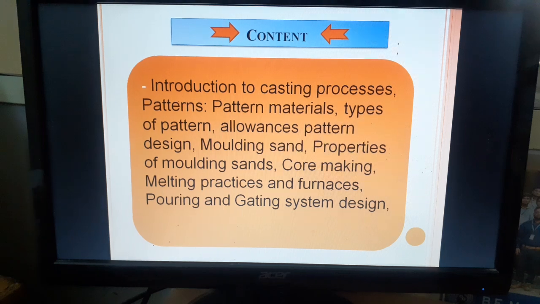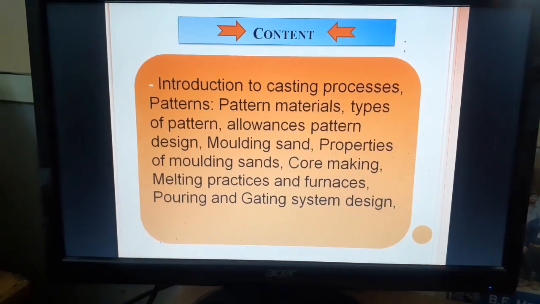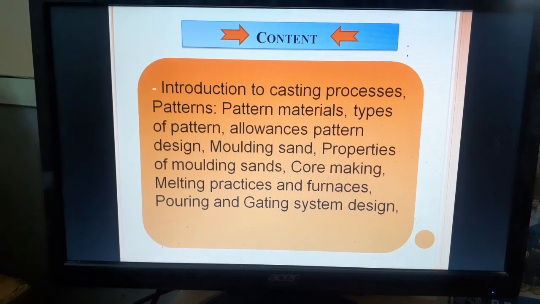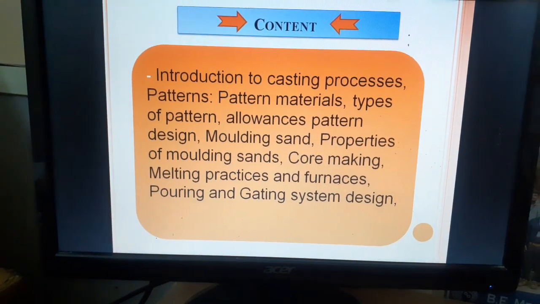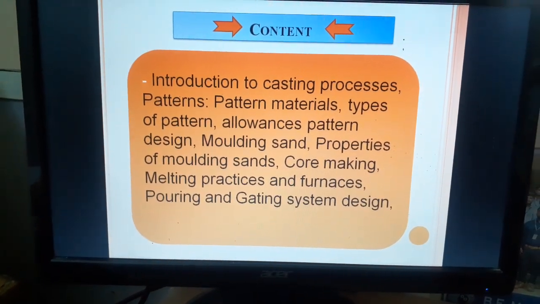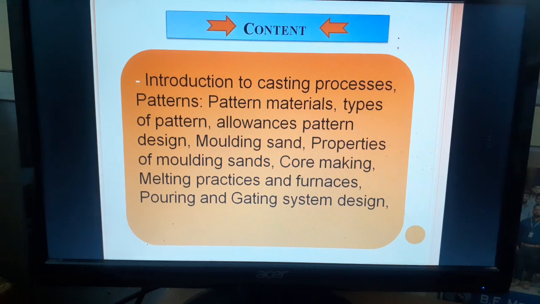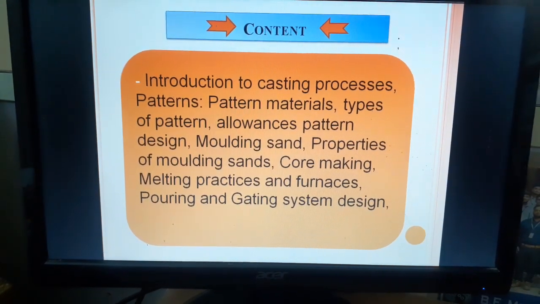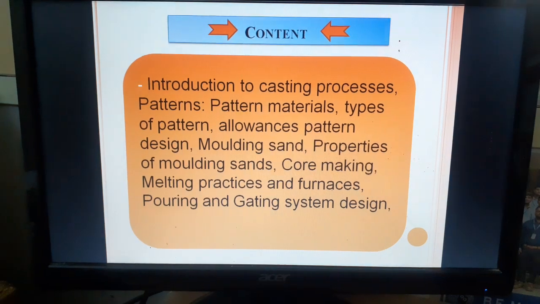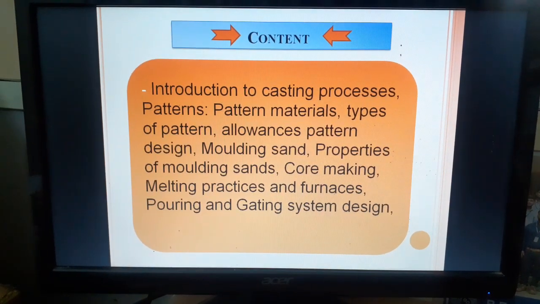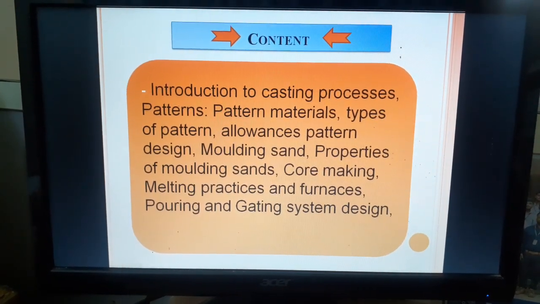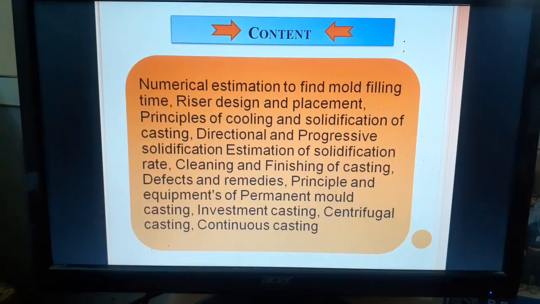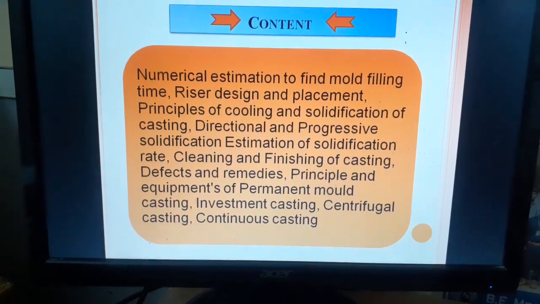We will see the casting process, then what is meant by pattern, what are different pattern materials, what are types of patterns, which type of allowances are provided while designing the pattern, types of molding sands, its properties, then core making, which type of furnaces we can use to melt the metal, pouring and gating system design.